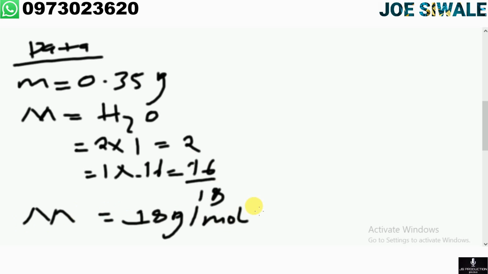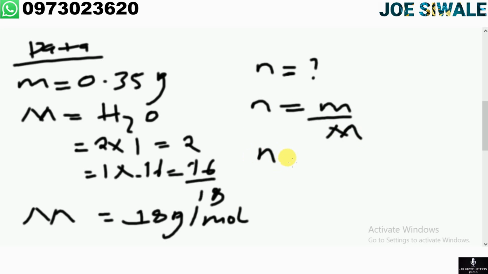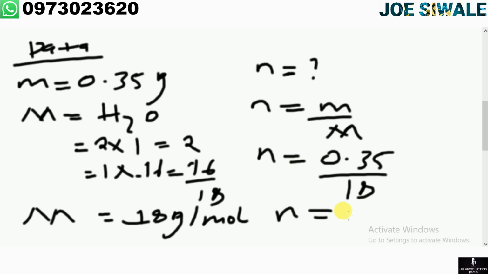Then we are told to calculate the number of moles. So we don't know the number of moles, so we're going to say n is unknown, question mark. To find the number of moles, we're going to say n is equal to small letter m divided by capital letter M. n is equal to, here the mass has been given as 0.35 divided by the molar mass we have found, that's 18. So the number of moles is equal to 0.35 divided by 18, that's 0.19 mole.